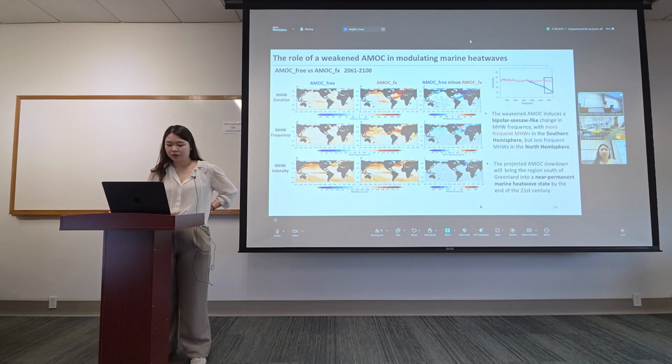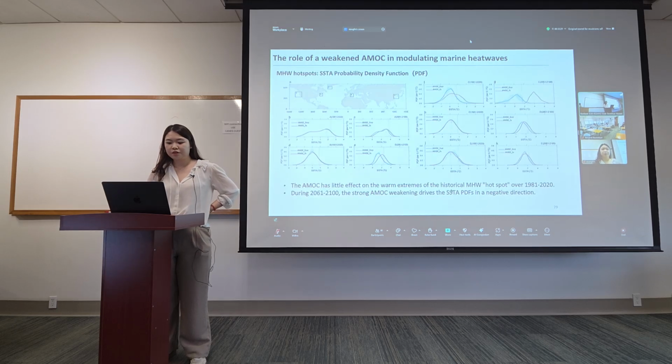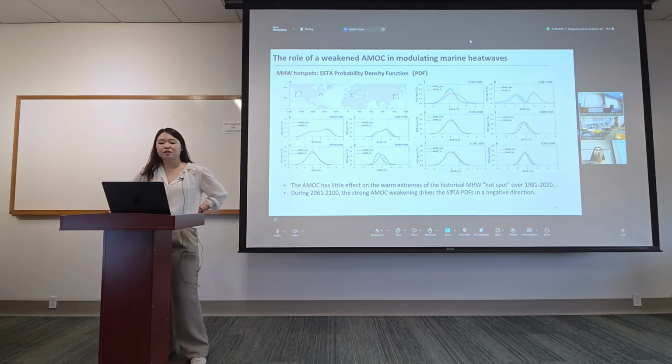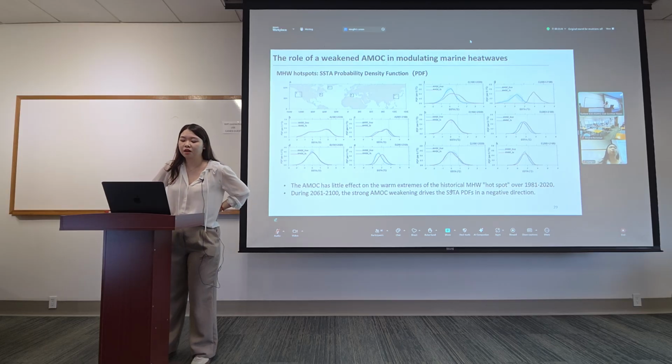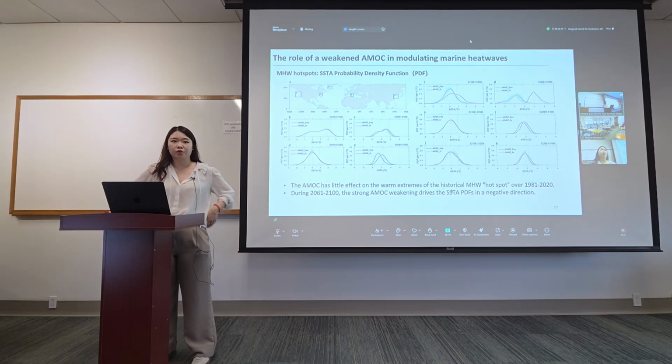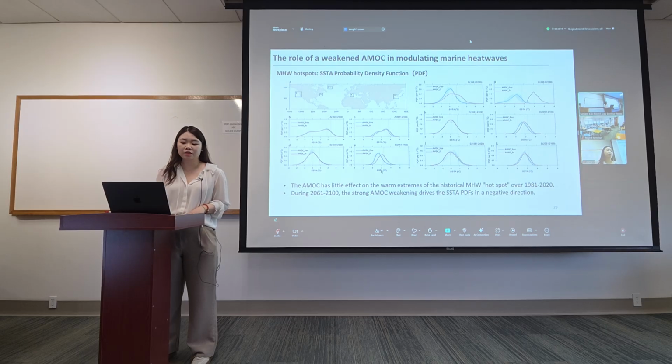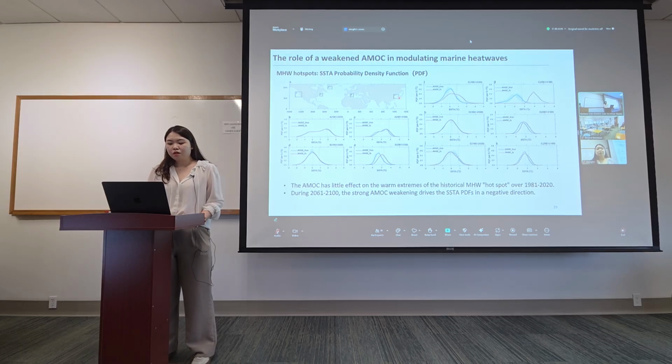Okay. So for this project, we also do the probability density function, but this time we choose 4 marine heatwave hotspots where heatwave events always happen: the coast of California, the Gulf Stream region, the Mediterranean Sea, and also the crucial region. Because we are looking at the AMOC effect, the most sensitive region is the North Atlantic warming hole, so we also do the analysis in this region.